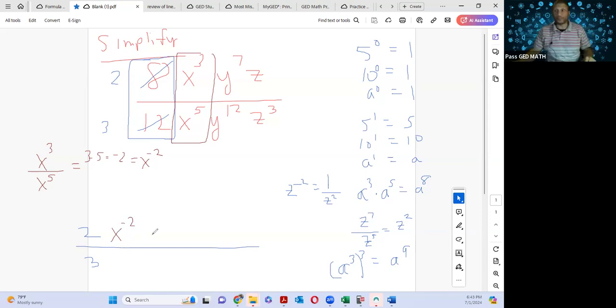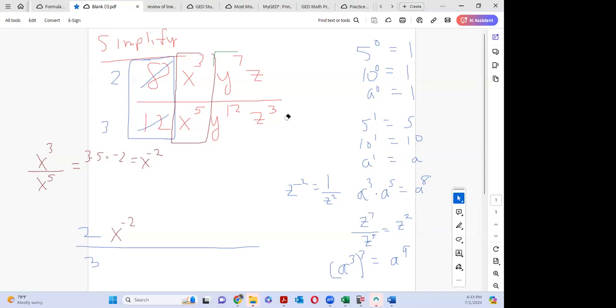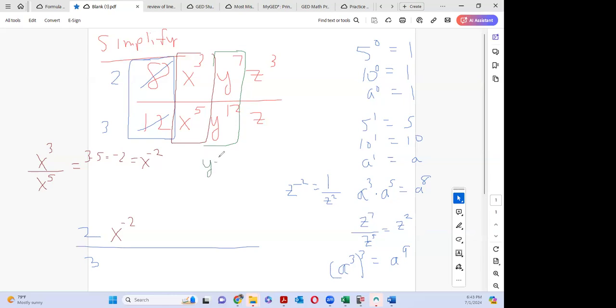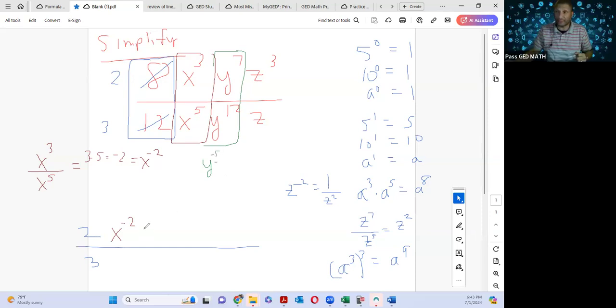Understand that? Now we go to the next one. I'm going to change my color to green. I'm going to make this a 3 up top. So now I'm looking at the third one. 7 minus 12 is minus 5. So we get y to the negative fifth. Everybody understand that?